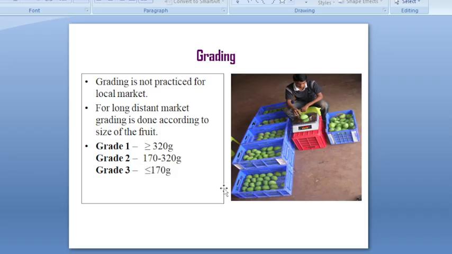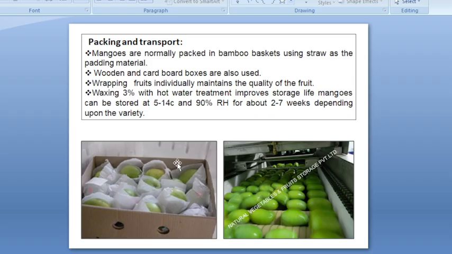So more than 320 grams means it is having the highest grade, that is grade 1, and the medium is 170 to 320 grams. Based on the fruit size they will grade the mangoes. So we can use some corrugated fiber board boxes or cushioning material for packing and also transporting this. We can also do the waxing or waxol emulsions we can give. So that is edible in nature, and the carcinogenicity will be less.